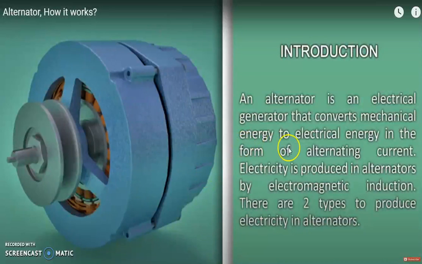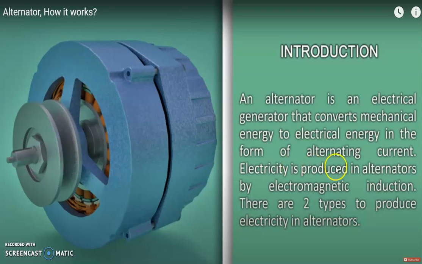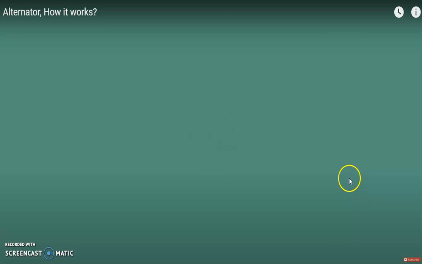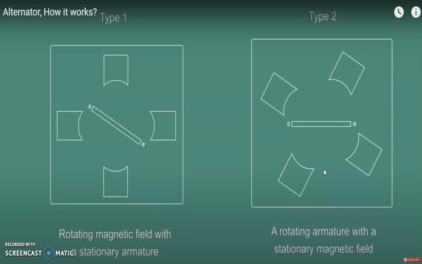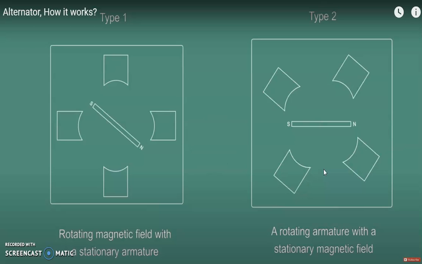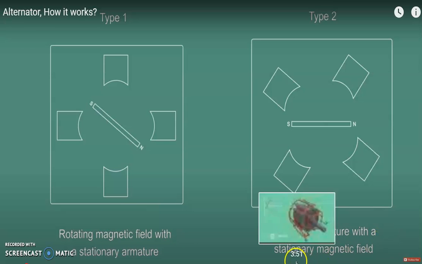So as we know, the alternator is an electrical generator that converts mechanical energy to electrical energy in the form of alternating current. Electricity is produced in an alternator by electromagnetic induction. There are two types of generators, constructed according to the position of the armatures. In the first, we have a rotating magnetic field with a stationary armature, while in the second, a rotating armature with a stationary magnetic field.